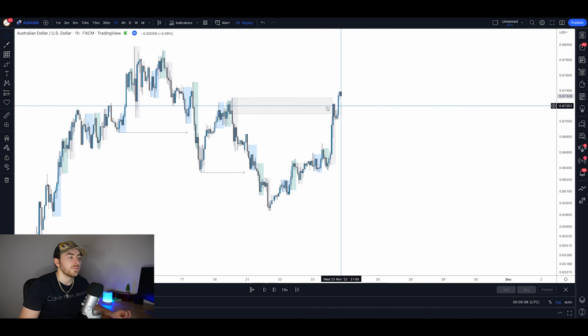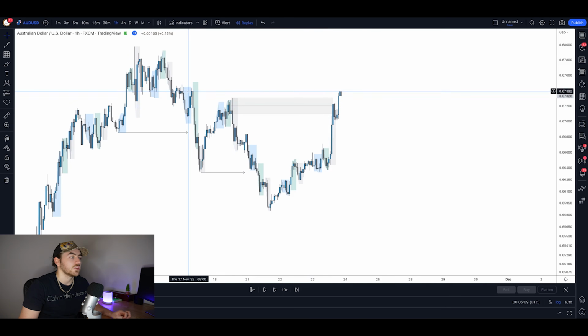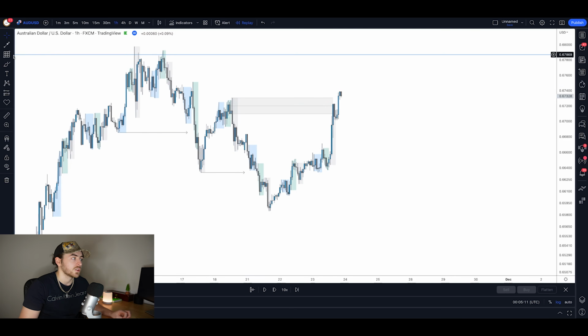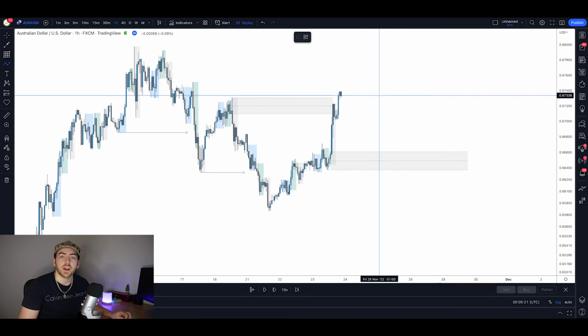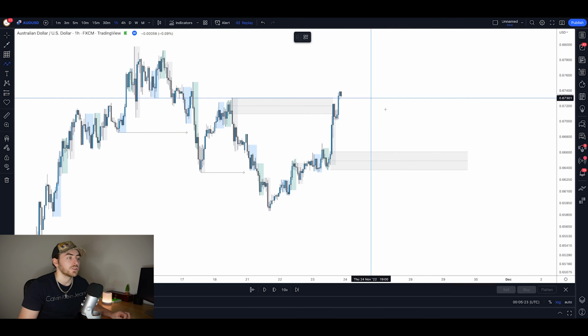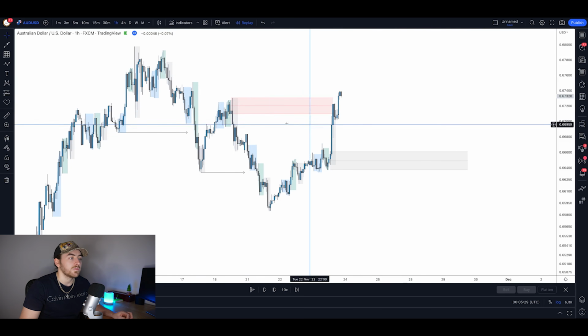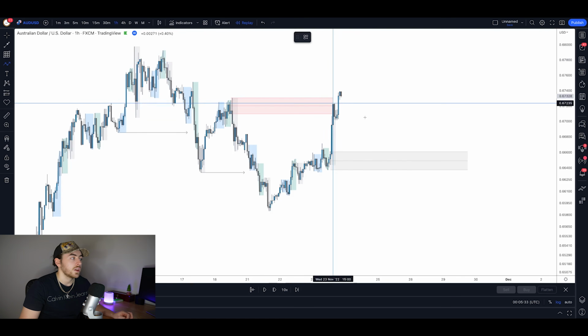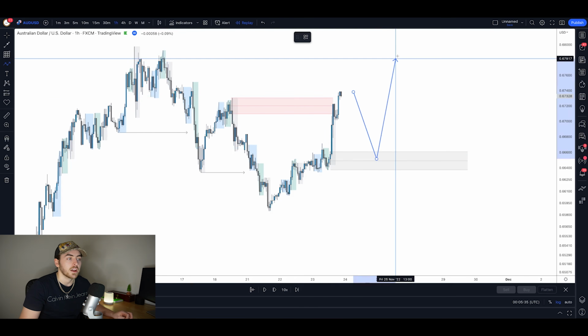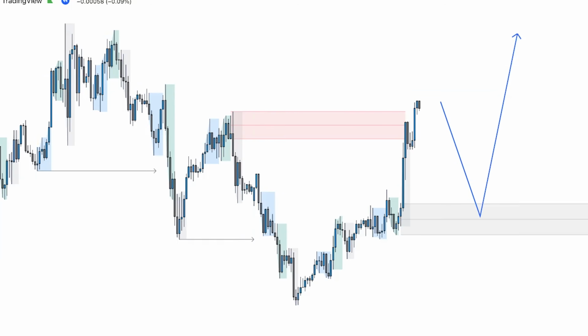Seeing a failure of this supply therefore indicates that we are likely to continue moving to the upside. And what that means is we can now use supply and demand retests to trade price in the direction of the failed supply and demand zones. Here we have a failed supply, and here we have a demand which corresponds with that direction. So we would look to buy from this area and continue the market upward.